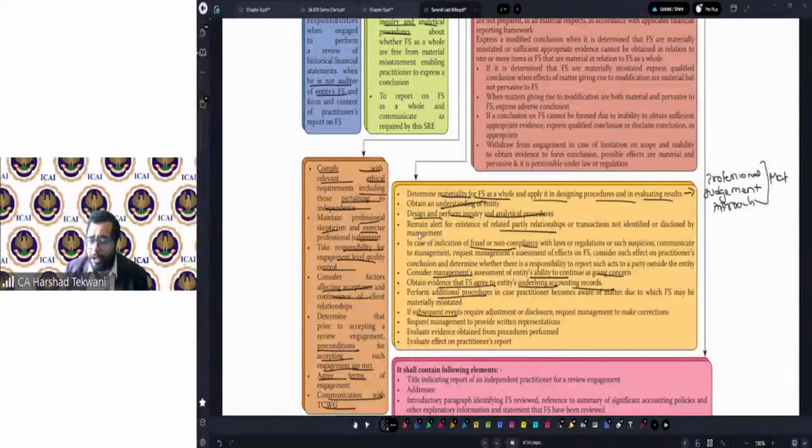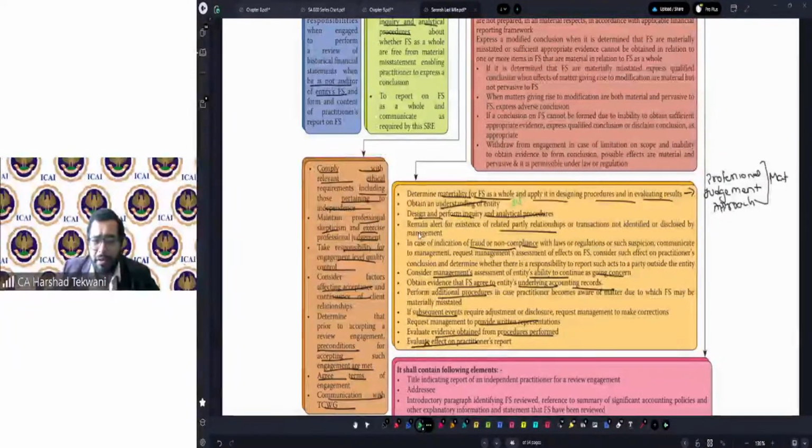Subsequent events: look for the subsequent events, request management to provide written representations, evaluate evidence obtained from procedures already performed by you, and the effect on the practitioner's report. If you see all this, it is the same as the essay. There is nothing different. Understanding the entity, 315.